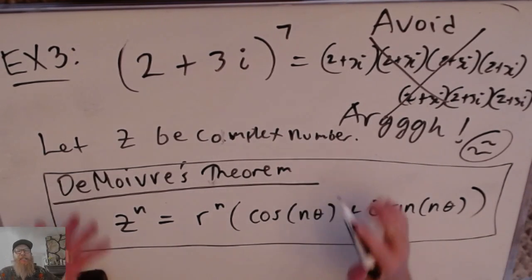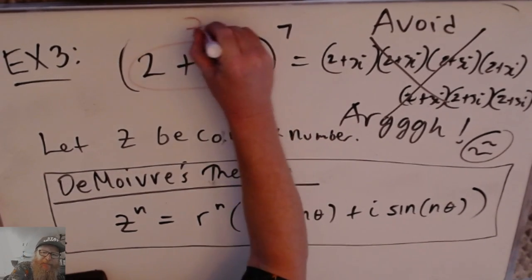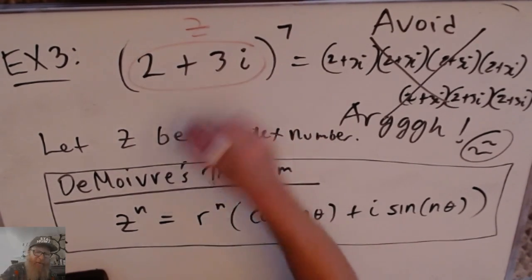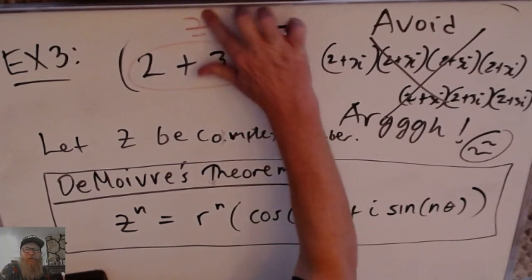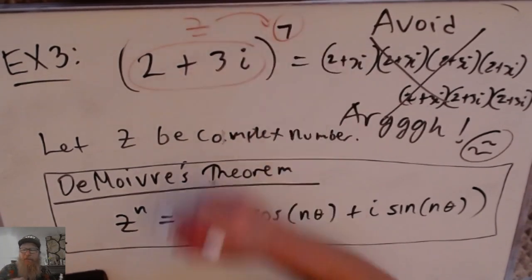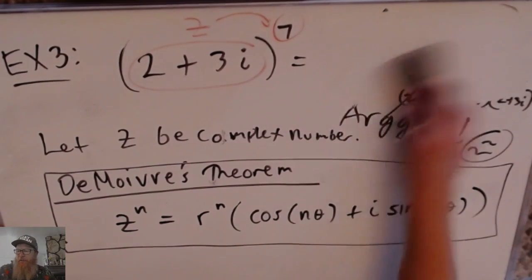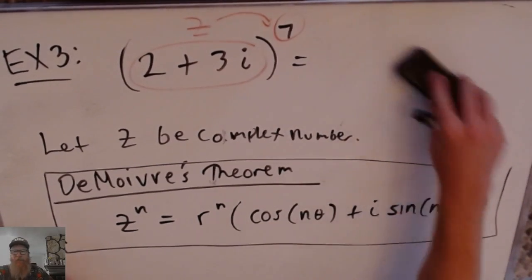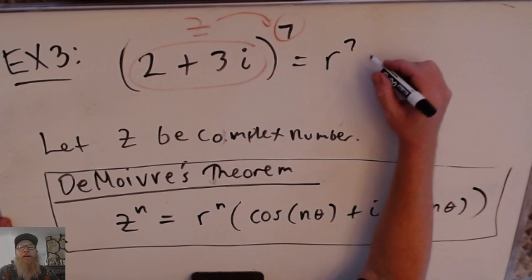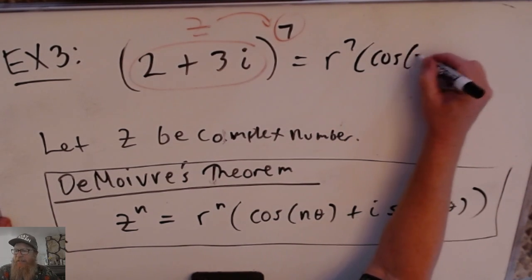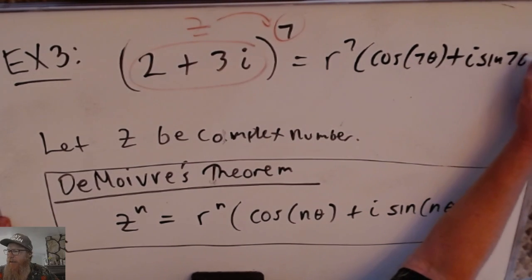What that means is that this is my Z. It's my Z, and I'm raising it to the 7th power. I don't have to write it twice. So this is Z to the 7th. I am not going to do it this long way. I'm going to write it as r to the 7th, cosine 7 theta plus i sine 7 theta.